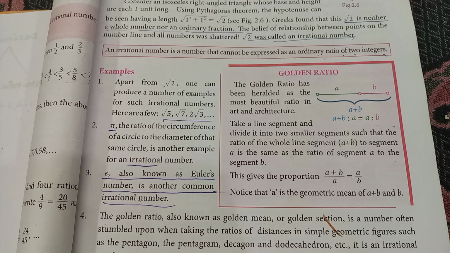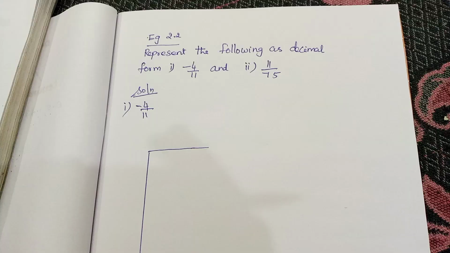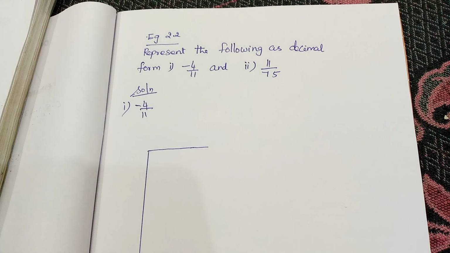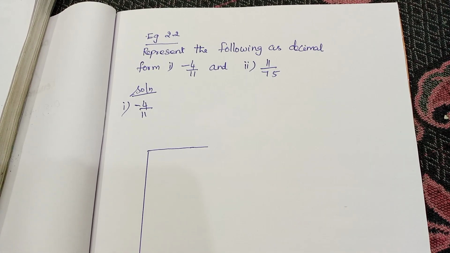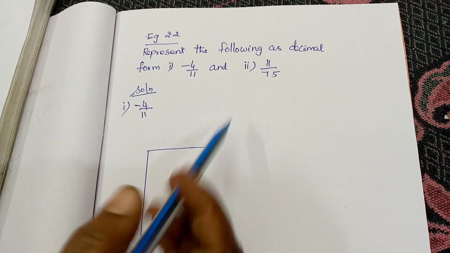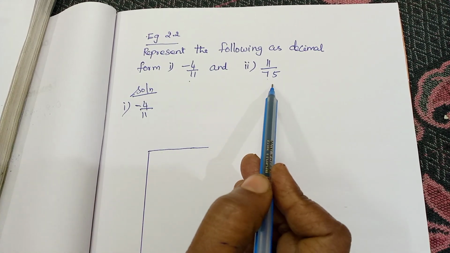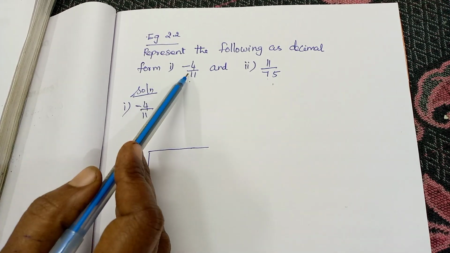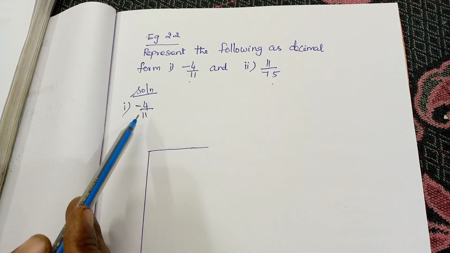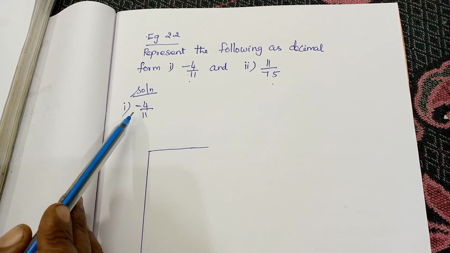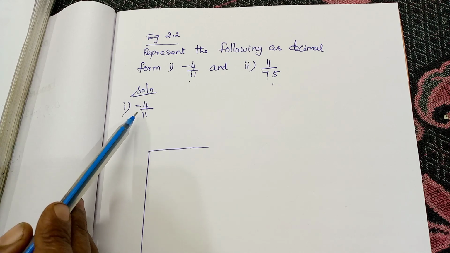Now let us do one problem. Example 2.2. Represent the following as decimal form. Two questions are given. First one is minus 4 by 11 and the second one is 11 by 75. One by one let us do. First one is minus 4 by 11. There is a negative sign. Leave it, at last we can take the negative.